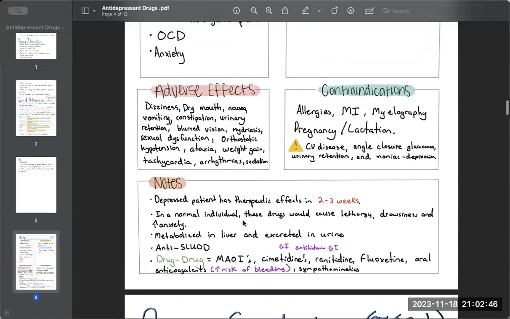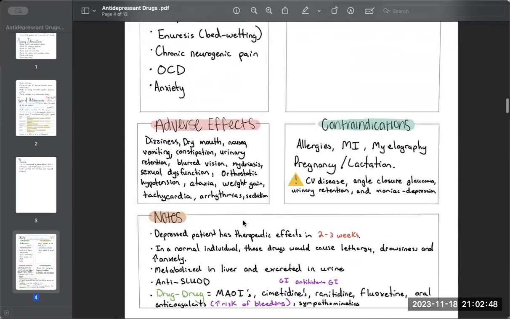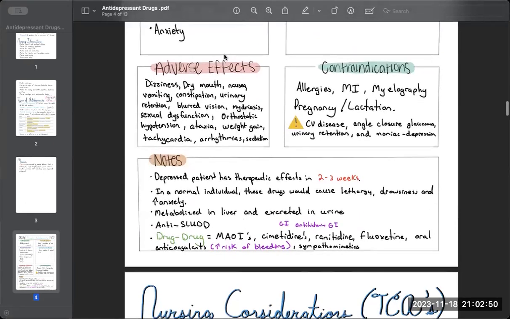Now, the main point that I want you to know is, like I said, what we use TCAs for, their adverse effects, as well as what sort of patient teaching we should give. One is that it's going to take 2 to 3 weeks for these antidepressants to actually take effect. So we tell them it's not going to happen right away. Don't stop them if you feel like you're not feeling better after a couple of days, because it's going to take a while.